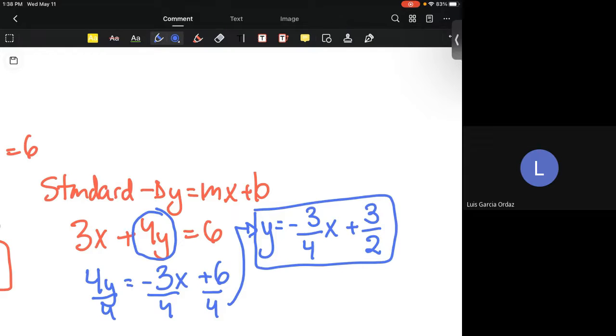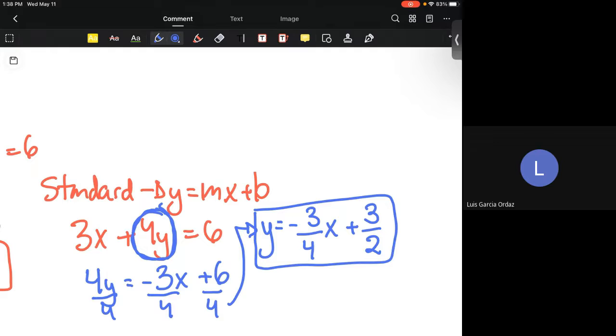So I just realized I was on mute. So when we're going from standard form to y is equal to mx plus b, I have to isolate for the y. So that's why I kept the 4y on the left side and I moved everything over to the right. And in order to figure out how to isolate, I divided everything by 4.